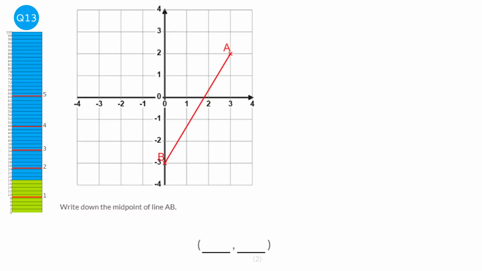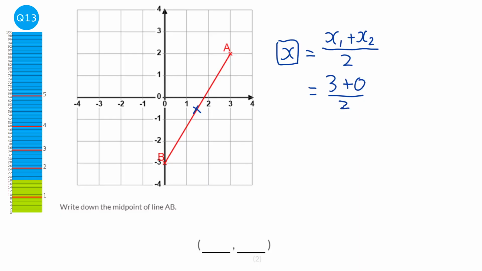The midpoint of a line is the halfway point, and we can see that it is roughly here. There's a couple of different ways we can work this out. Either we can just look at the graph and try and work it out that way, or we can use the equation. To find the midpoint for the x, we add the two x coordinates together and divide by 2. The x coordinate of A is 3, and at B it's 0. It's going to be 3 plus 0 divided by 2, which is 1.5. So we know that's going to be 1.5.